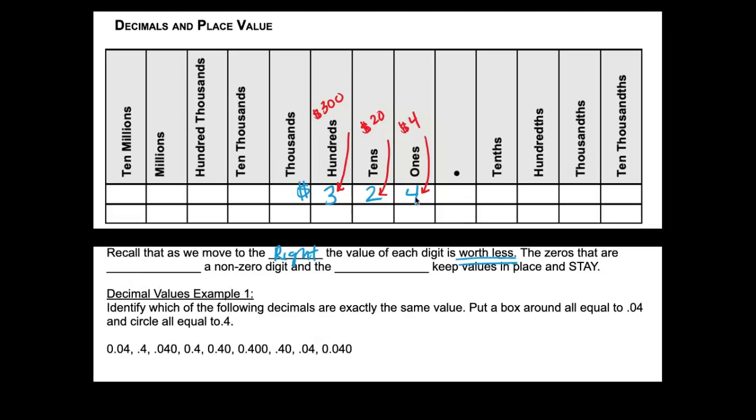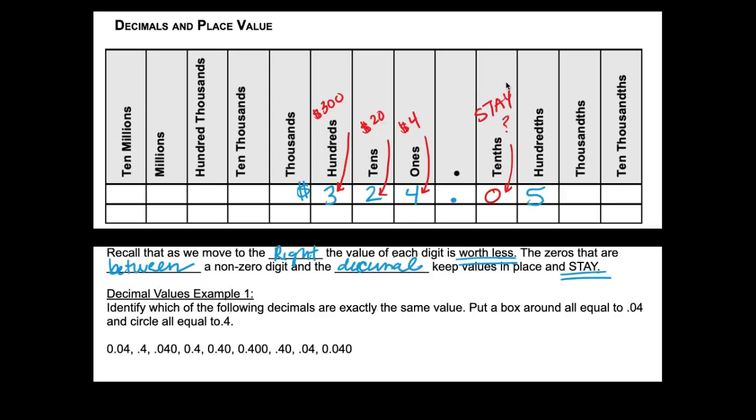In this case, we don't have any zeros, but let's consider a number where we did have some zeros. Let's say we had a number like 324.05, so that'd be $324.05. Can we remove this zero? Is it necessary or could I remove it? Well, anytime we have a zero that is between a non-zero digit and the decimal, it keeps values in place and it has to stay. That's really important. That must stay.